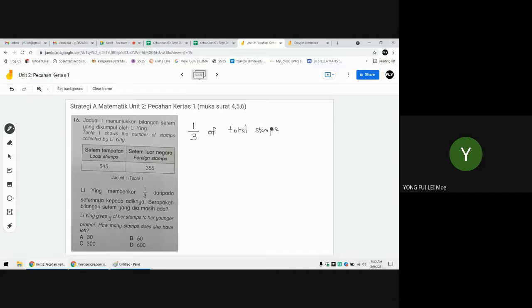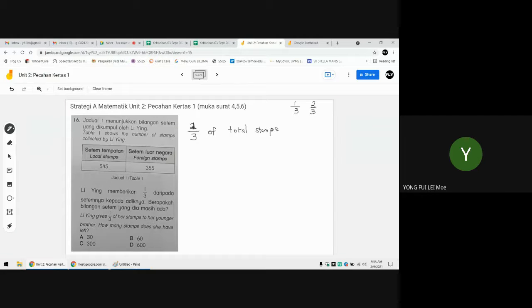Okay, total stamp. So 1/3, but you see, this is the brother's stamp. She gave 1/3. So berapa yang dia tinggal? Still remember when I say 1/3, if 1/3 belongs to the brother, so how many stamps does the sister have? Okay, it will be 2/3. So you have to change it.